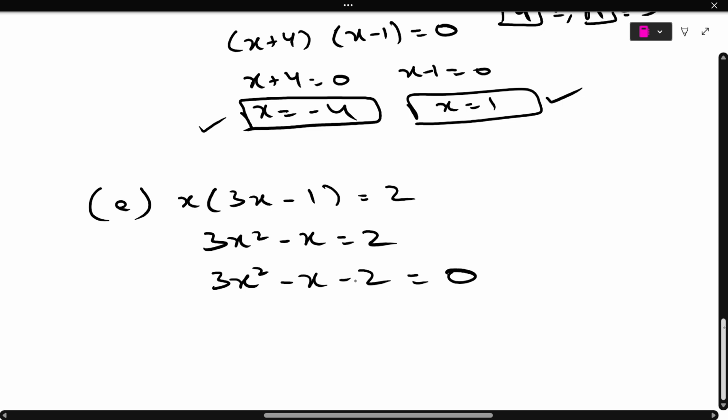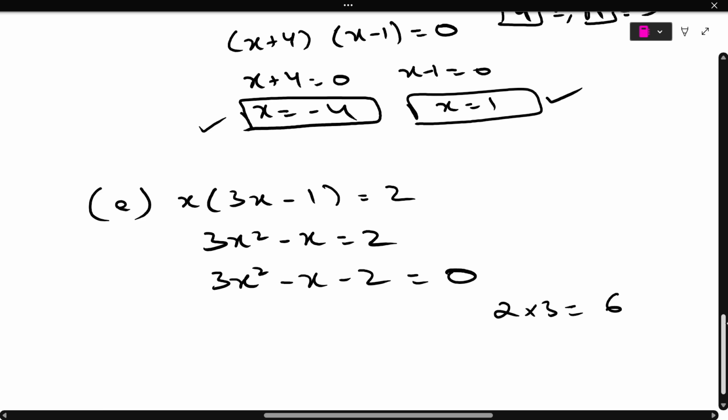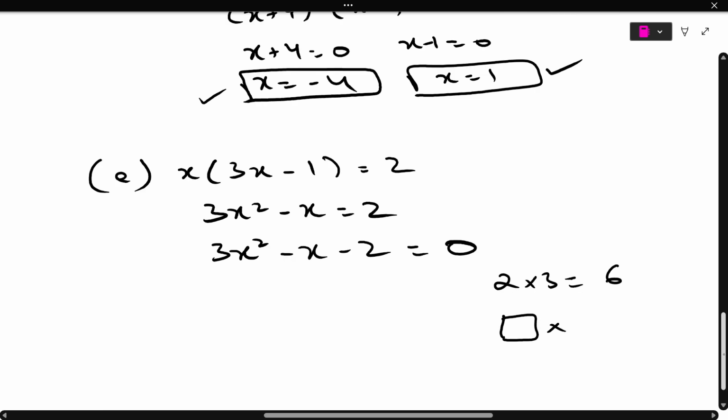Right now all the steps remain the same: you take the value without any variable and you multiply it with the value behind x squared. So that's going to be 2 times 3, which is 6. Okay, now you think of two numbers which when multiplied will give you 6, and when added or subtracted will give you your middle value.